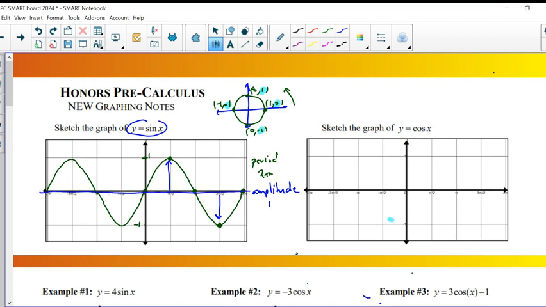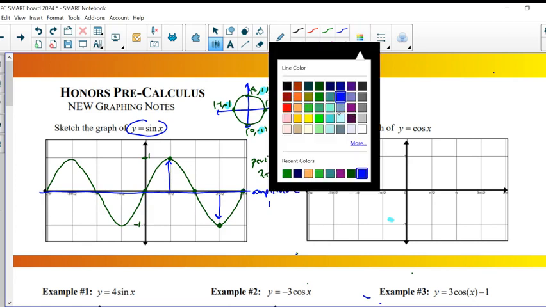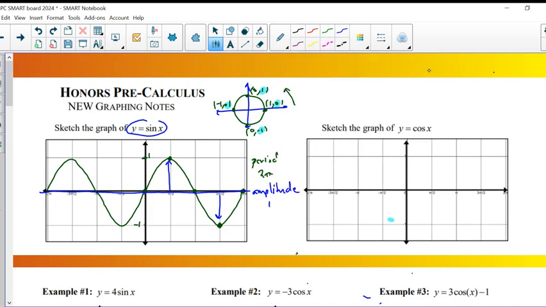Okay. Now, cosine is going to look really close to the sine wave. The difference is that it has a different starting point. If we think about cosine, remember y equals cosine x follows the x coordinate. So if I follow the x coordinate at 0 radians, I'm already at the height of 1. Then at pi over 2 radians, I'm at 0. At pi radians, I'm at -1. At 3 pi over 2 radians, I'm back to 0. And at 2 pi radians, I'm back to 1.